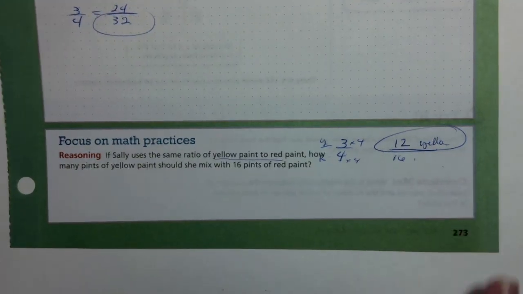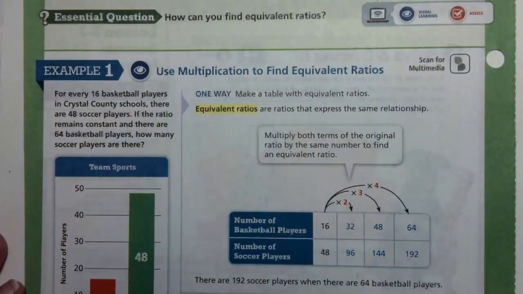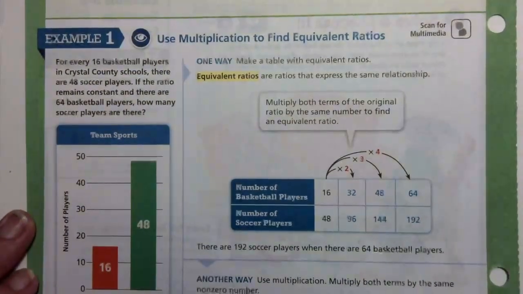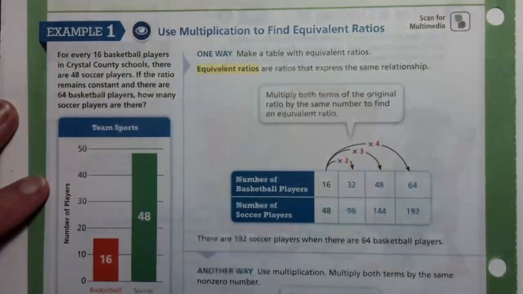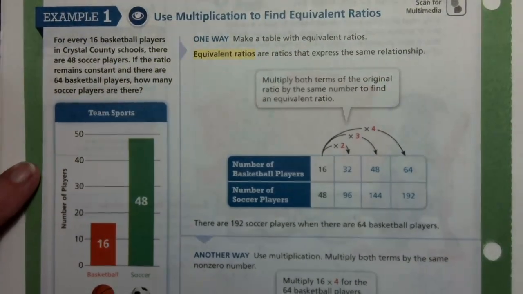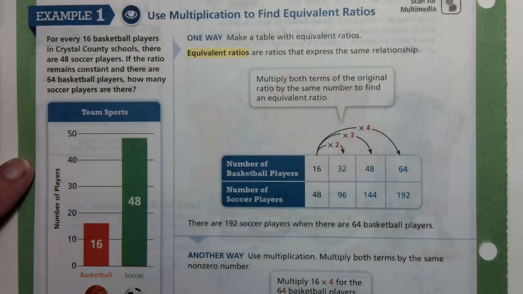Okay, turn the page over. Page 274, example number 1. We're going to use multiplication to find equivalent ratios, just like we did on the previous page. For every 16 basketball players in Crystal County schools, there are 48 soccer players. If the ratio remains constant, that means the ratio is going to stay the same. It's going to stay 16 to 48. How many soccer players would there be if there are 64 basketball players?